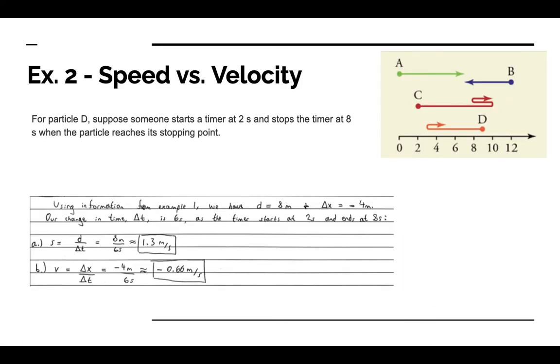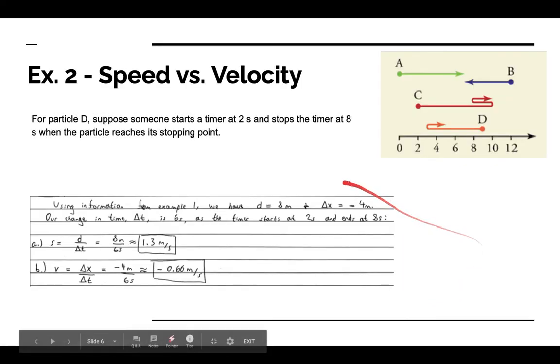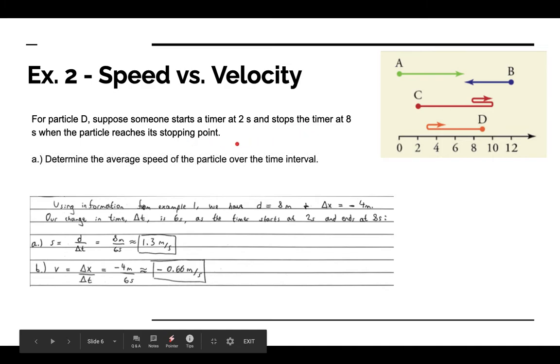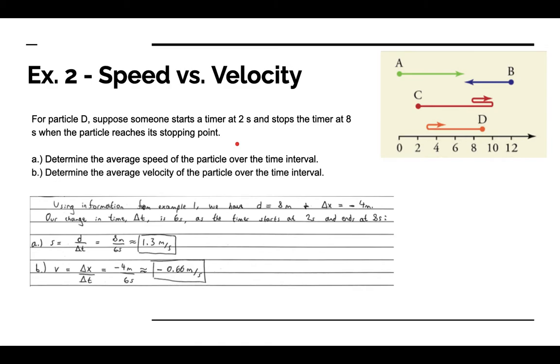So let's look at an example. For the particle, suppose someone starts a timer at 2 seconds and stops the timer at 8 seconds when the particle reaches its stopping point. We want to determine the average speed of the particle over the time interval and determine the average velocity over the time interval. So using the information from example 1, our distance traveled is 8 meters, whereas our displacement is negative 4 meters.